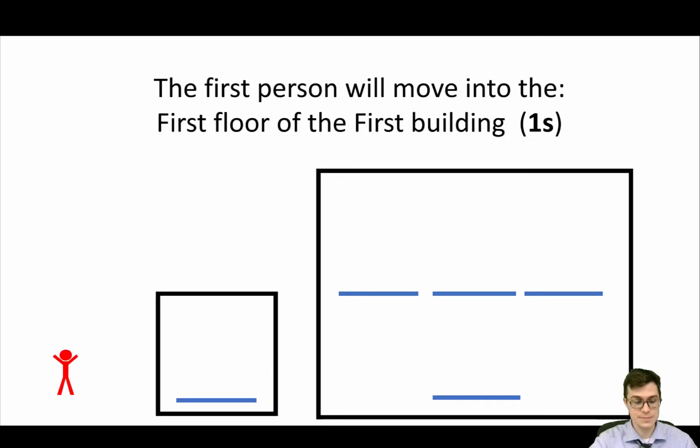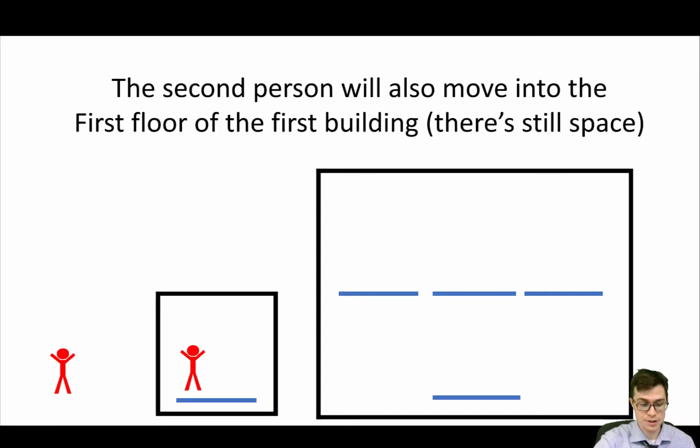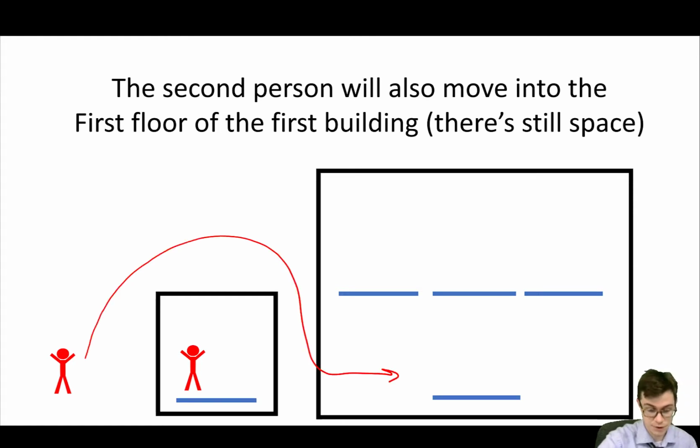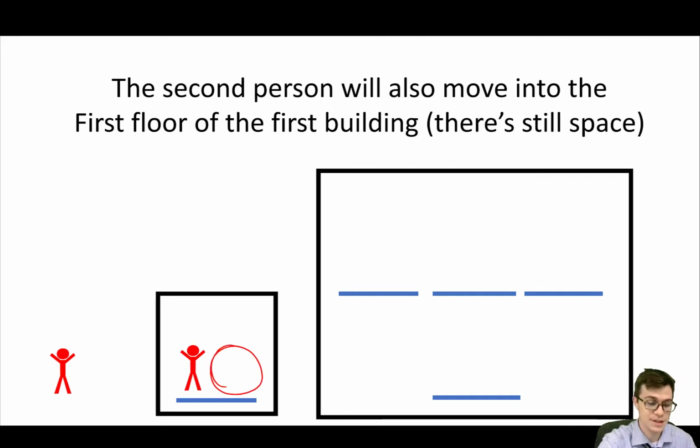So the first person, he's going to move into the building closest to the entrance because he's lazy, and the ground floor because that's the only floor available. So this is where he's going to go. The second person could choose to move farther away, but he's lazy. He doesn't really want to live farther away. He wants to live close. And there's an empty spot right here. So this guy, the second guy, is going to move in here because there's still space.